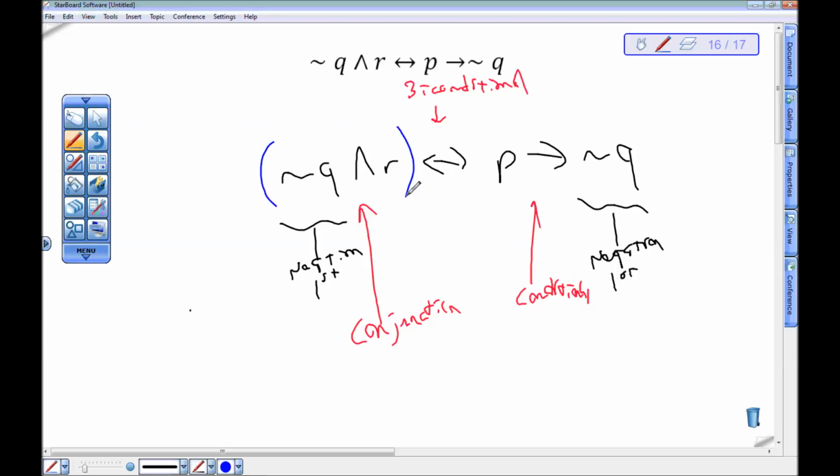Then I need to remember which one is higher, the conditional or the biconditional. Looking at my list, I see that the conditional is higher. So I will do this before I do the biconditional, and now I have my parentheses there. So I will do the not Q and R, then I will figure out what the if P then not Q is, and finally the last thing I'll do is the if and only if. Okay, one more quick example.